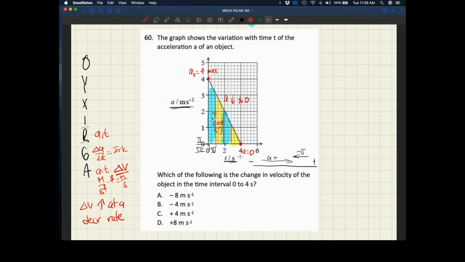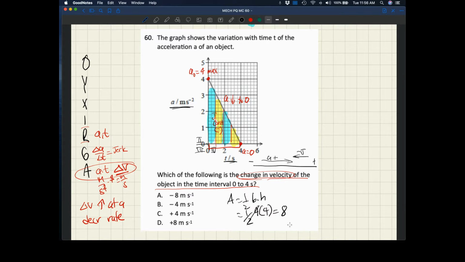Which of the following is the change in velocity of the object at the time interval 0 to 4? Change in velocity, we already know, is the area. So the area of 0 to 4 is the total of those, and that is in the shape of a triangle. So 1/2 base times height. The base is 4 and the height is 4. So 1/2 of 4 is 2 times 4 is 8.